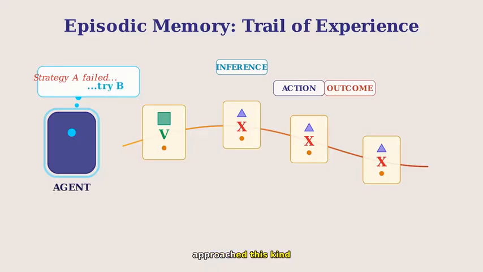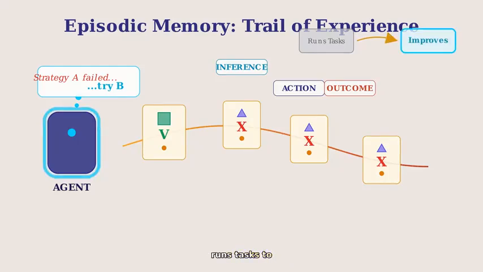"Last time I approached this kind of task with strategy A, it failed. Let me try strategy B instead." This transforms the agent from a system that runs tasks to a system that improves through iteration.